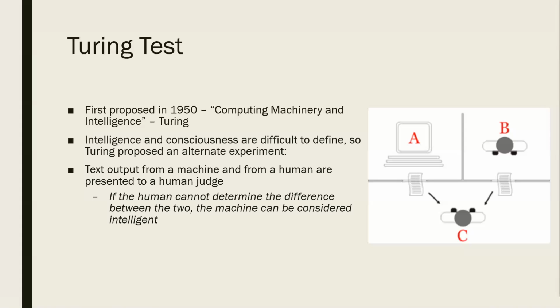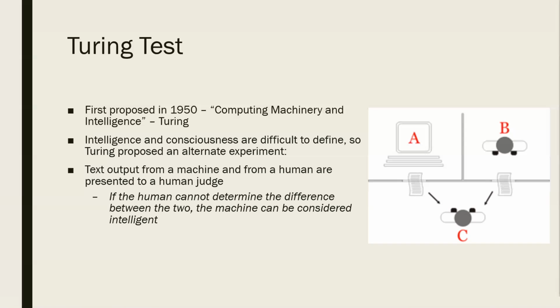In the diagram on the right, there's a human C who is seeing a text from a machine and a text from a human. The human is behind a barrier, so they can't actually see whose output is whose. They have to determine, just by looking at the text, which one came from the machine and which one came from the human. The idea of the Turing test is that if the human can't tell the difference between these two texts, then the machine can be considered intelligent.